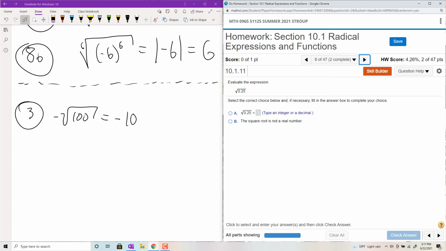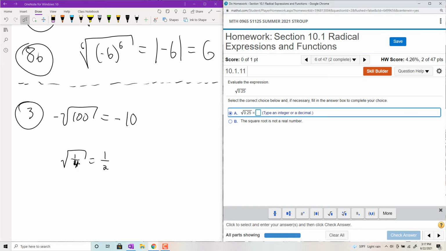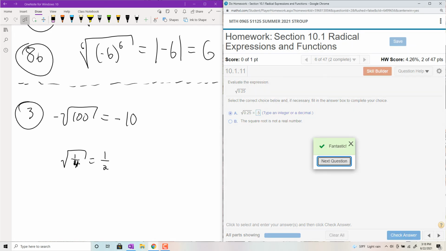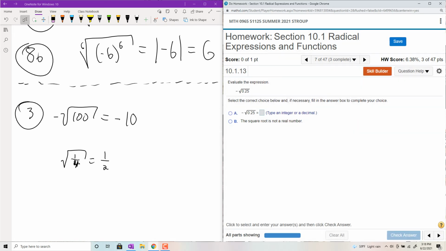0.25 is 1/4. So if you wished, you could just figure out what's the square root of 1/4. I'm sort of jumping to the answer. What times what is 1/4? It's 1/2. They want an integer or a decimal, so 1/2 is 0.5. And then -0.5.